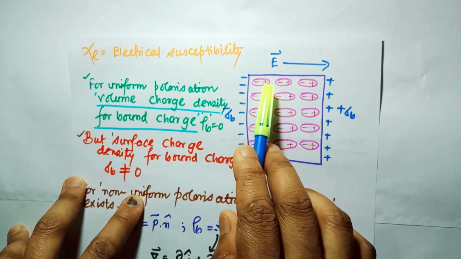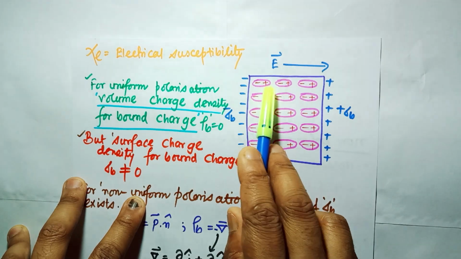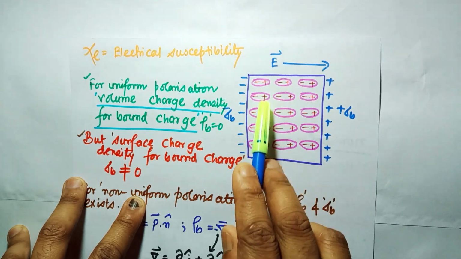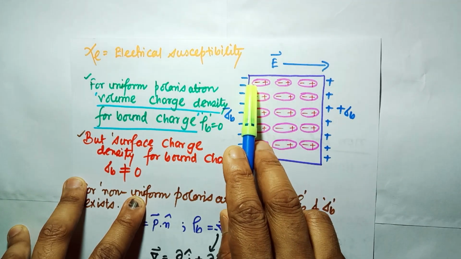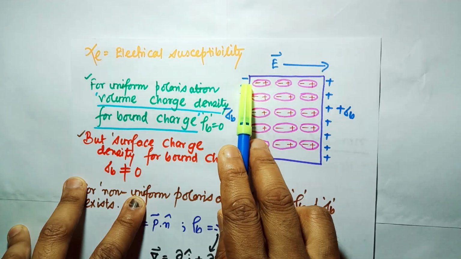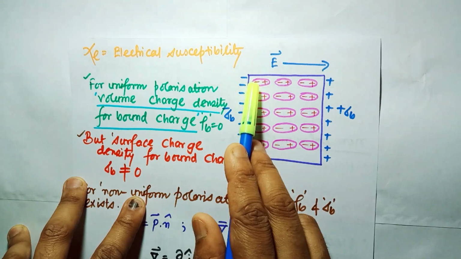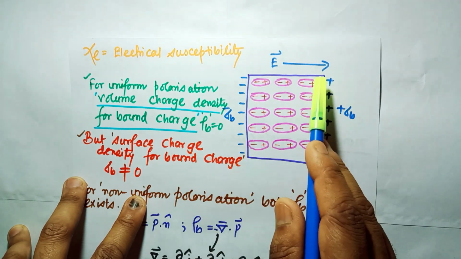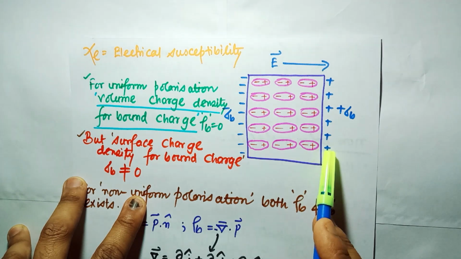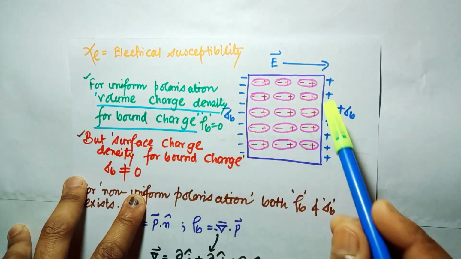So you can see inside the dielectric bar, this plus, this minus, this plus, this minus will get cancelled, but on the surface, for this negative charge there is no positive charge, so it will not cancel. So this side of the dielectric bar will get negative charge and this side of the dielectric bar will get positive charge. So this type of polarization is called uniform polarization.